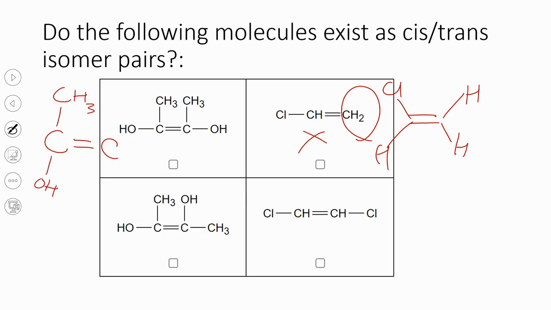So these are pointing, one's pointing up, one's pointing down. Now let me flip this one. So now I'm going to put this one going up and this one pointing down. So our methyl groups are on opposite sides now. So this would be our trans and our cis isomer. So this would exist as a cis-trans isomer pair.